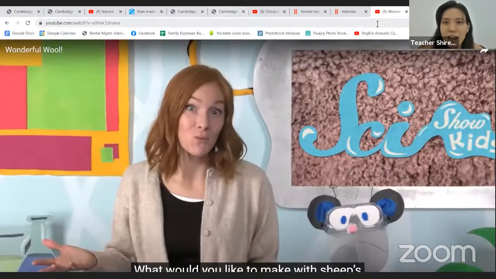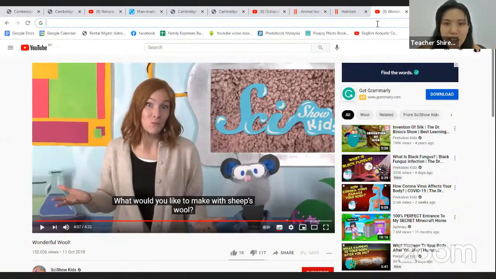Okay. So now, do you have a better idea what natural things are? Yes. Okay. Natural materials like wool from the sheep: it is cut off, not the skin, just the wool. From the wool, it turns into yarn, and the yarn turns into a wool shirt or sweater.